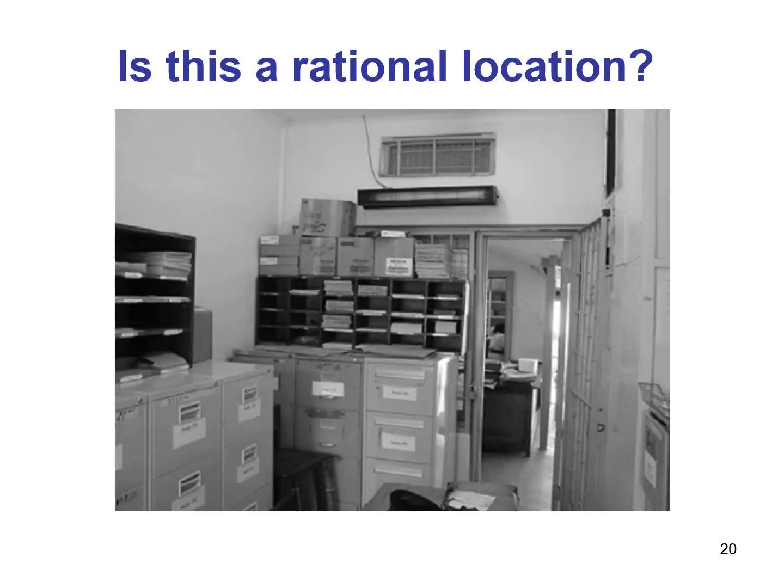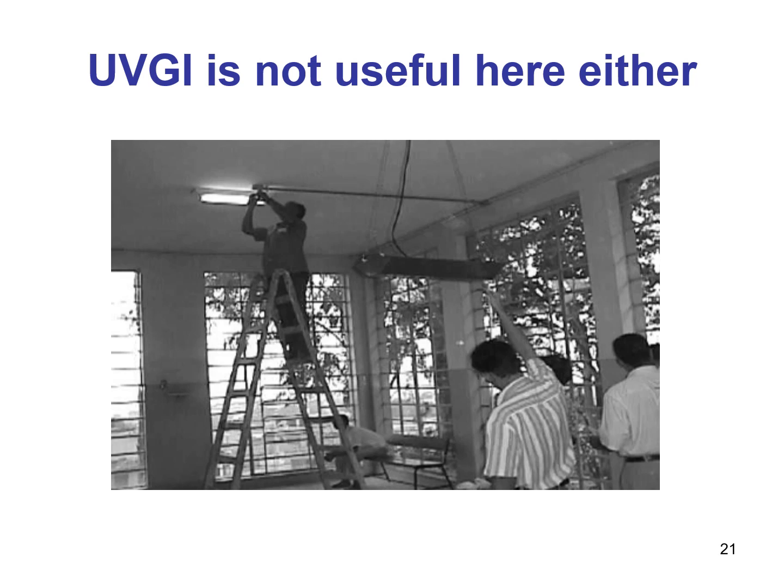Now we will look at some real life examples of UVGI and ask you to assess whether they are being used appropriately. This picture shows an upper room UVGI device in the TB research room. Is this a rational location? UVGI is not useful here either.